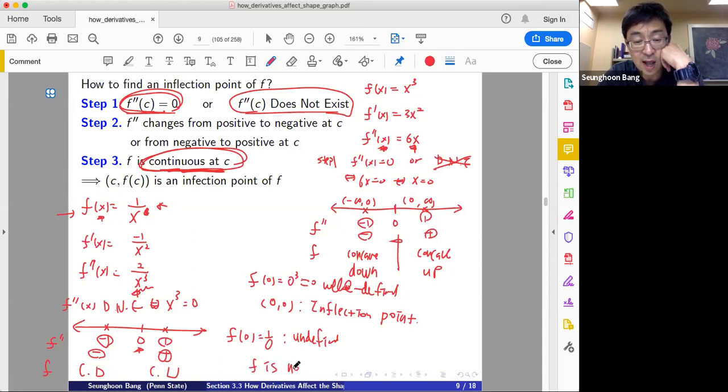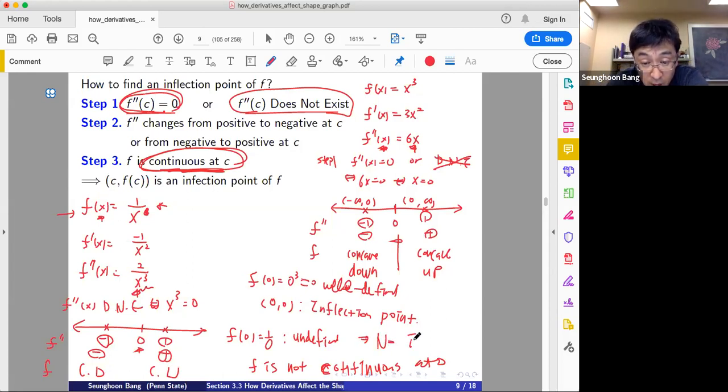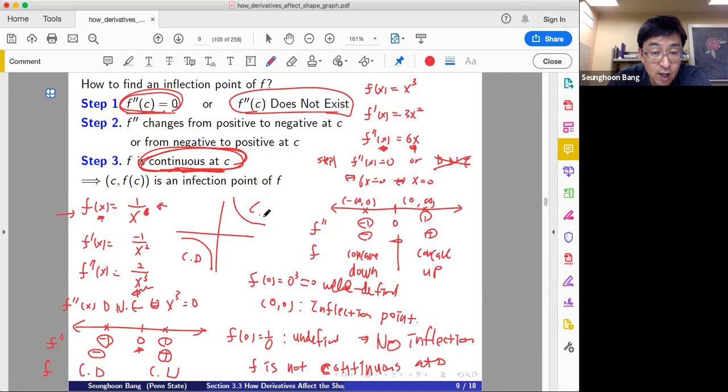What does it mean? Function f is not continuous at 0. So we don't have an inflection point. So really be careful. So always check what? The third step. We can just sketch the graph, it's very clear. The graph of 1 over x is like this: concave down, concave up, concavity changed at 0, but not continuous. So we don't have an inflection point. Really be careful when solving this kind of problem.